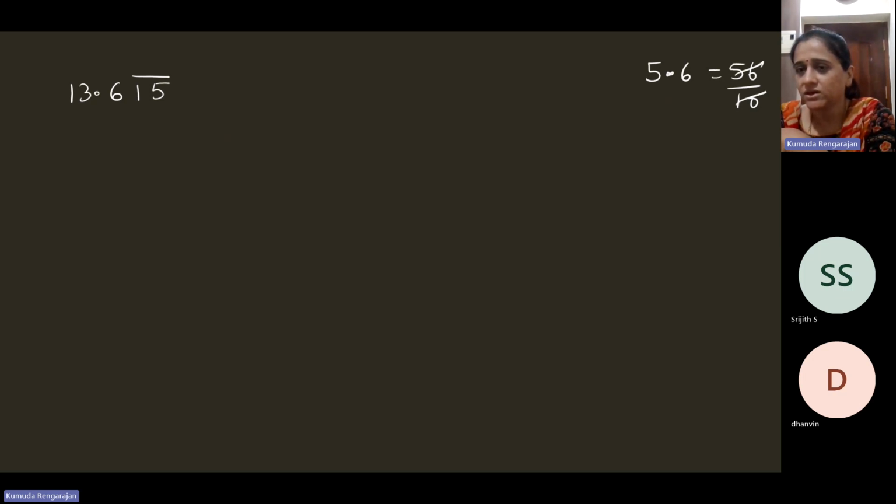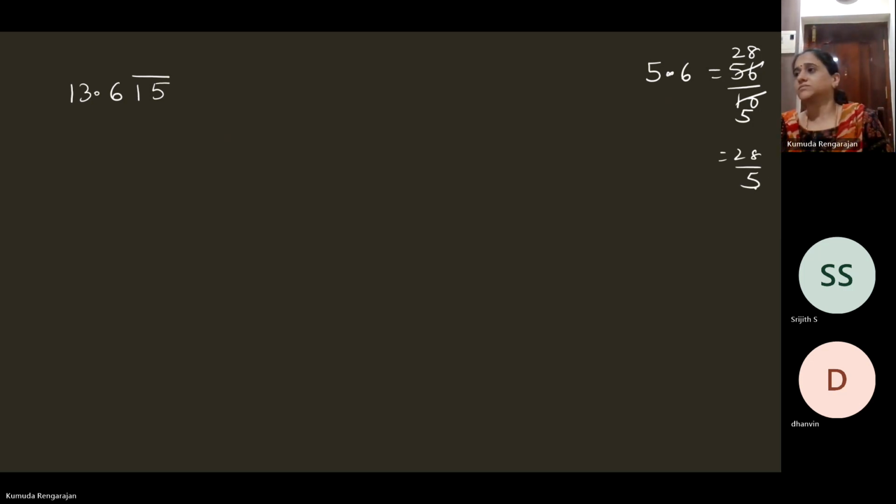And you should simplify. 2 times 28 is 56, 2 times 5 is 10. So 28 by 5. When you divide 28 by 5, the quotient is 5.6.